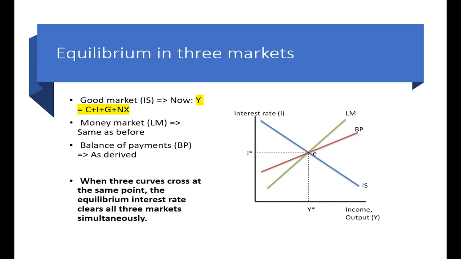And I star and Y star constitute the combination of interest rate and output which clears all three markets simultaneously at the same time. Okay? So every time something happens and the economy moves away from that equilibrium point, again, forces would come into play to draw the economy back to that equilibrium point.